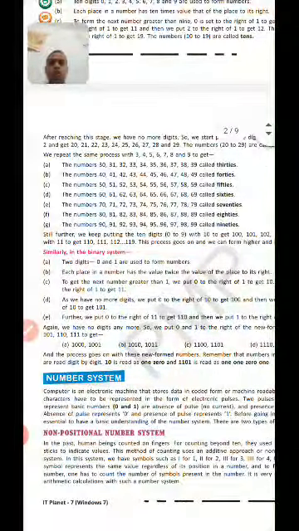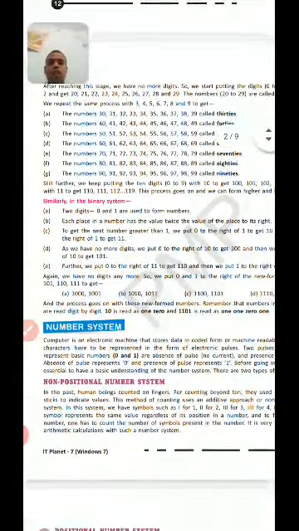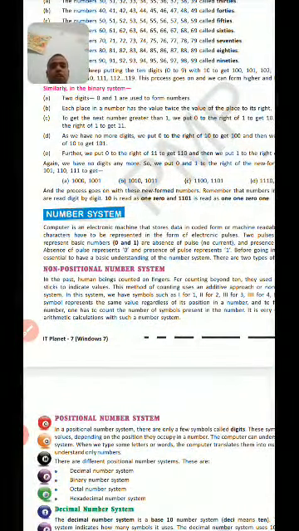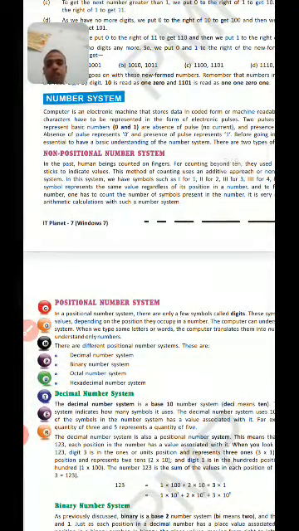Okay, now coming to the number systems. There are two types of number system, the non-positional number system and the positional number system. In the non-positional number system the positions of the digits are not defined, but in the positional number system we can define the position of the digits. Generally we use positional number systems in the computer system: the decimal number system, binary number system, octal number system, and hexadecimal number system.